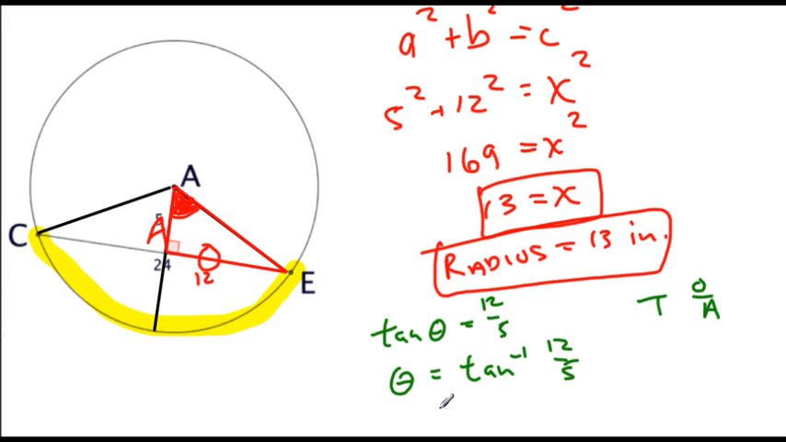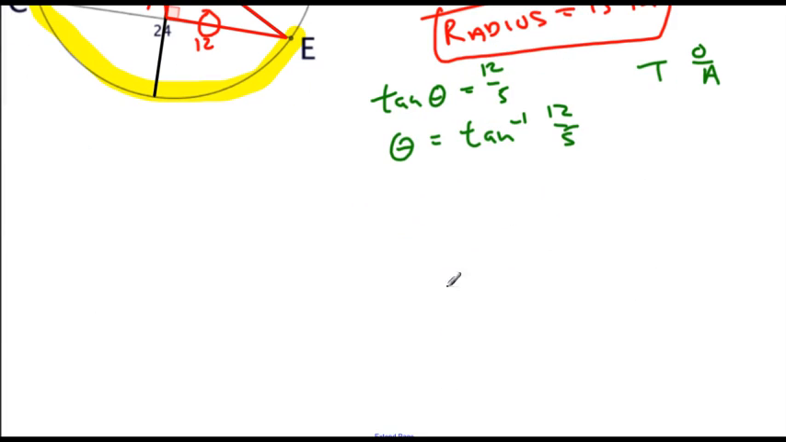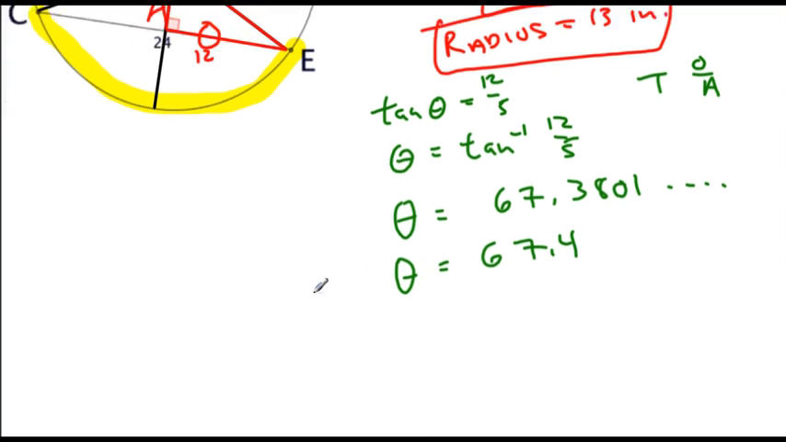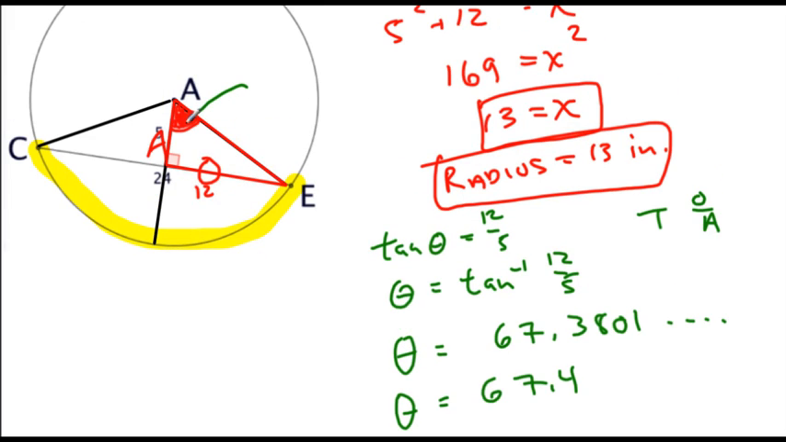All right, if you work all of that out in your calculator, you're going to get a theta value. Make sure that you're in degrees, please. Remember, hit the mode button. Make sure you're in degrees. You're going to get a theta value of 76.3801, blah, blah, blah. Okay, we want it rounded to the nearest tenth, so we're going to round it now to 67.4. That's what theta equals, all right? So that's this angle right here.